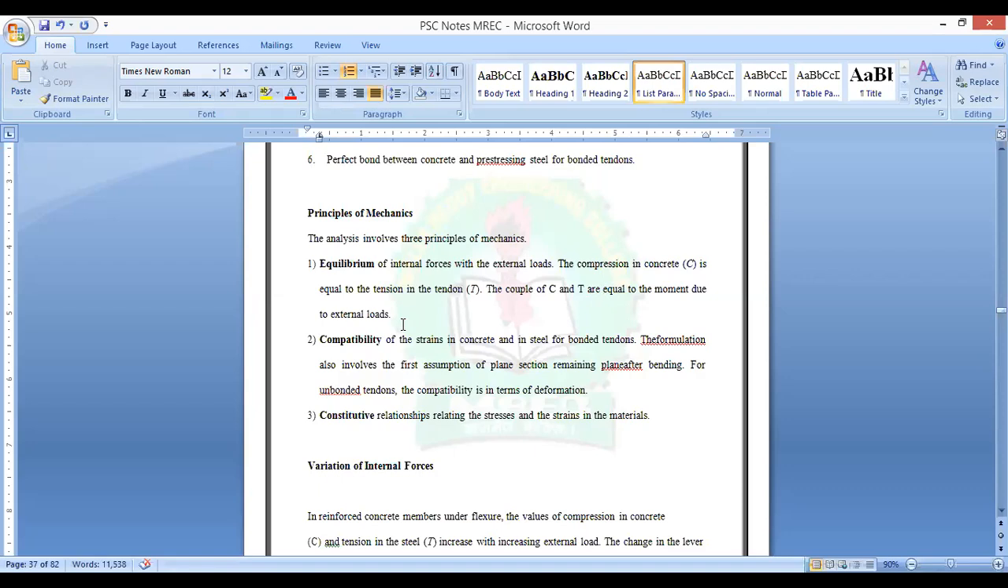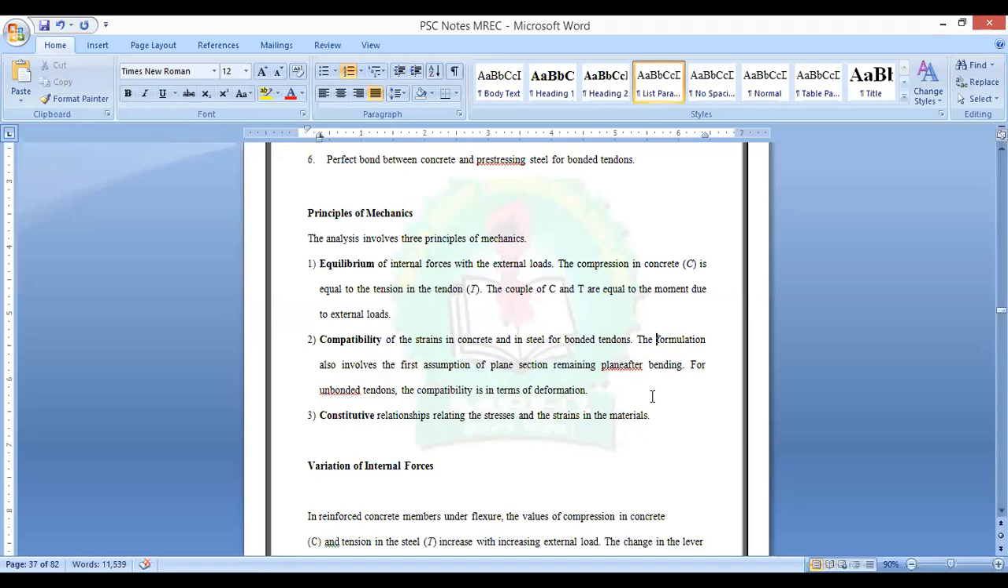And the next one is compatibility. What is compatibility? The compatibility of the strains in concrete and in steel for bonded tendons. That means how compact the concrete and steel are. So here we are going to discuss it clearly. That is also one of the principles. Here, the compatibility of the strains in concrete and in steel for bonded tendons.